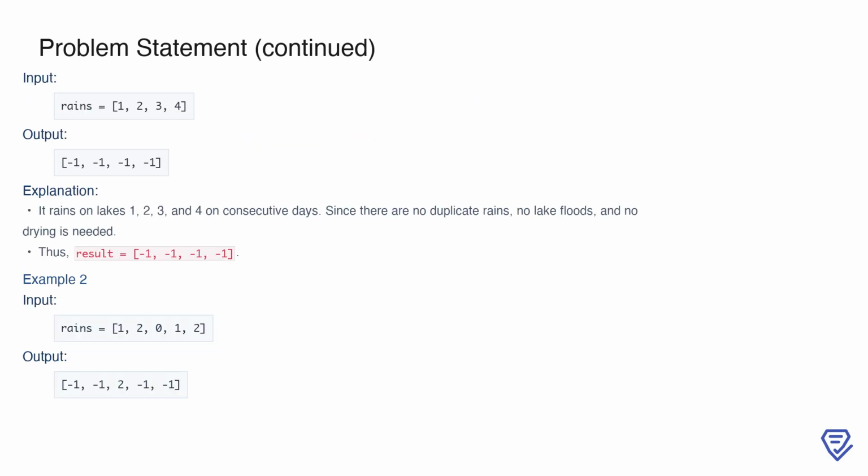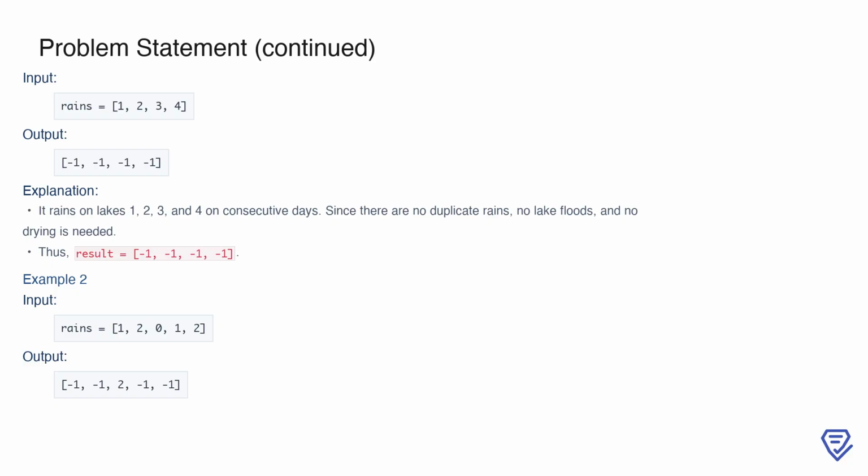Let's take a look at the first example. Here, rains is [1, 2, 3, 4]. On day 1, it rains on lake 1, so result[0] is -1. On day 2, it rains on lake 2, so result[1] is -1. Similarly, on days 3 and 4, it rains on lakes 3 and 4 respectively, and the corresponding values in result are also -1. Since no lake has rained on more than once, and no drying is needed, the result for this example is [-1, -1, -1, -1].